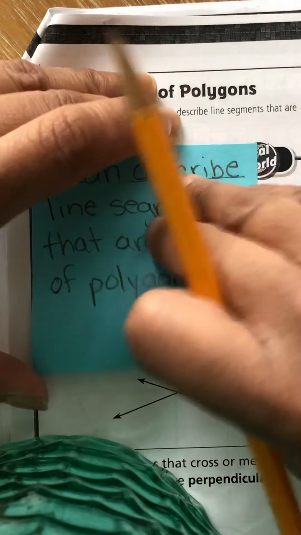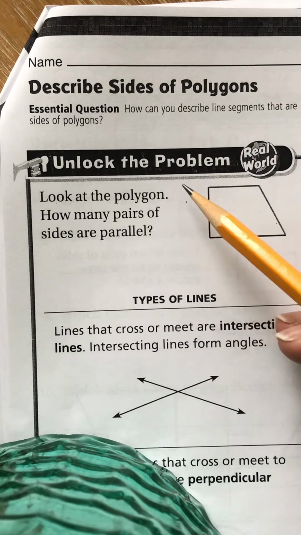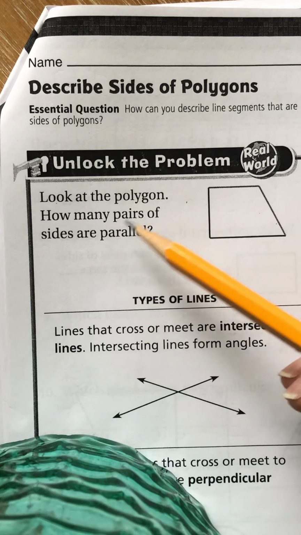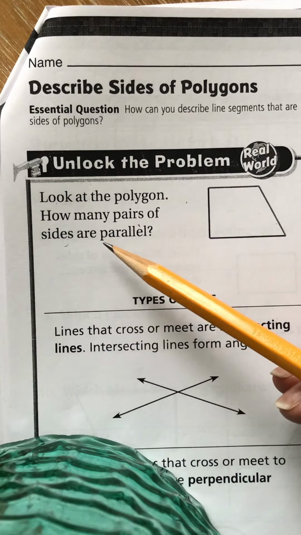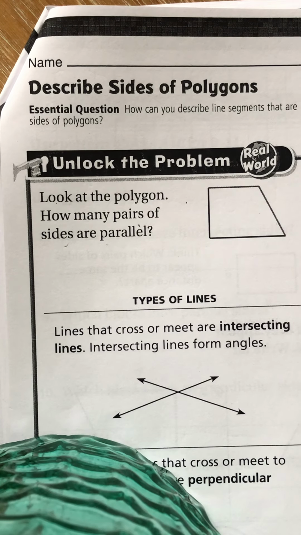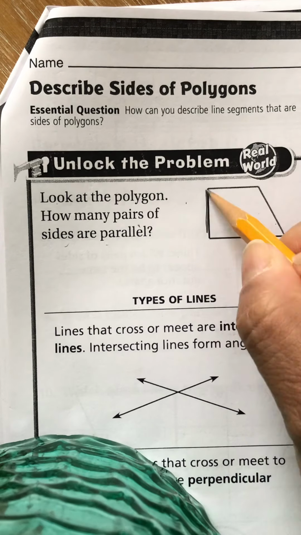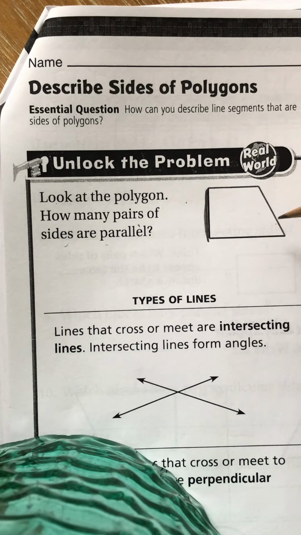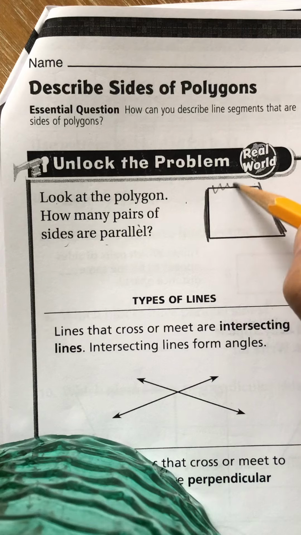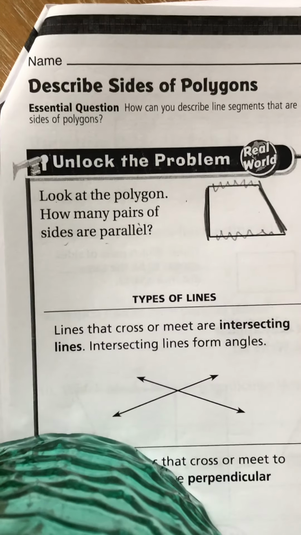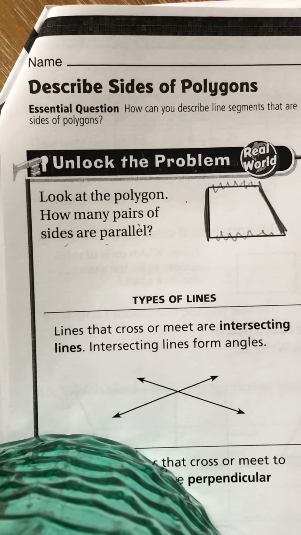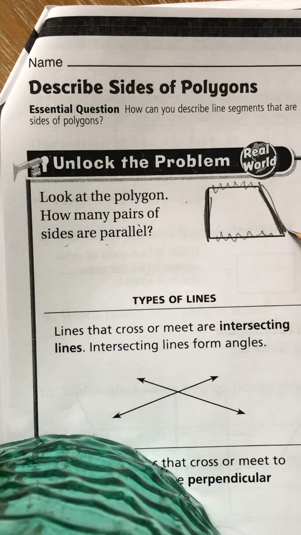So let's take a look. And it says, unlock the problem. Look at the polygon. How many pairs, meaning two, of sides are parallel? So what lines are parallel to each other? It's this one, and this one, this one, and this one. So you got how many pairs that are parallel? Well, you've got two pairs. That would be a total of four. These two are parallel to each other, and these two are parallel to each other.